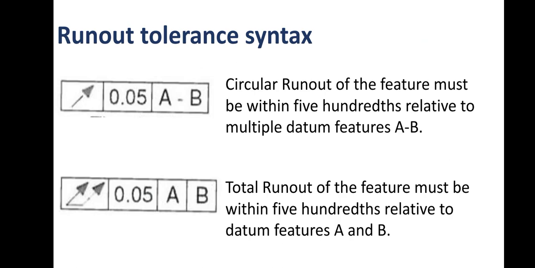Runout tolerance syntax. The circular runout of the feature must be within 500 relative to multiple datum features A, B. And in the second symbol, the total runout of the feature must be within 500 relative to datum features A and B.